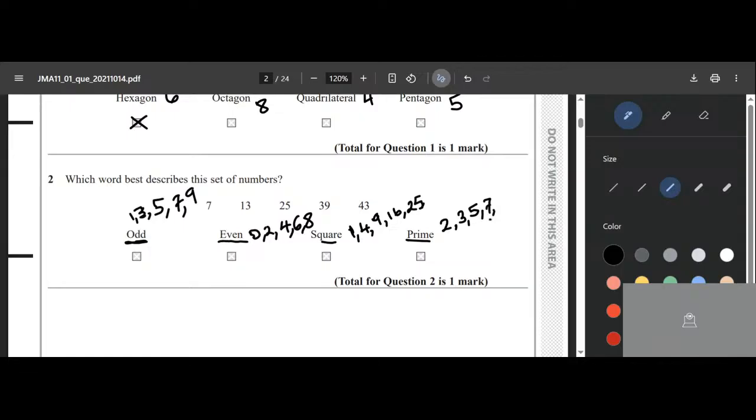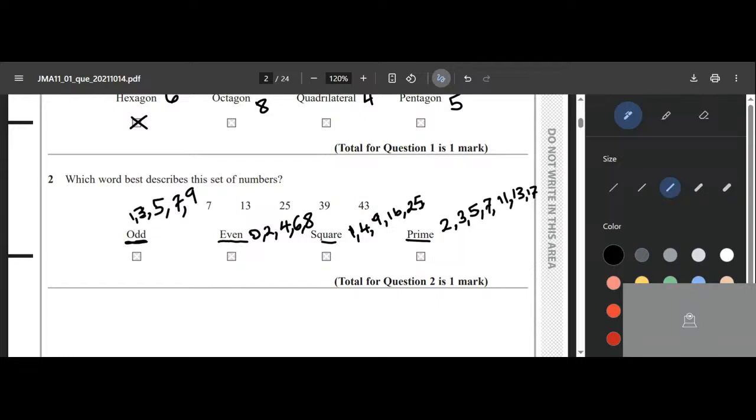8, 2 and 4 can divide it. 9, 3 can divide it. 10, 2 and 5 can divide it. 11 is the next prime number. Then it proceeds on to 13, then 17, and so on.